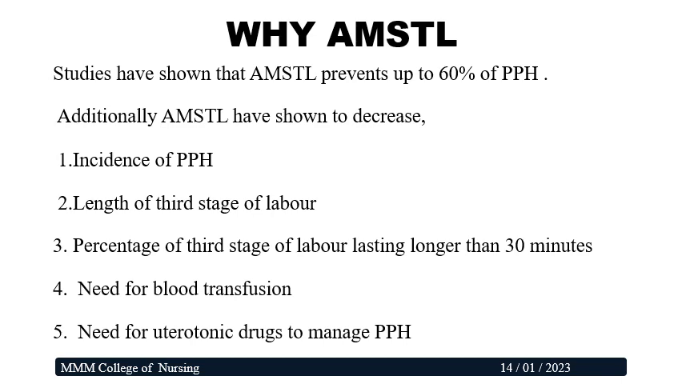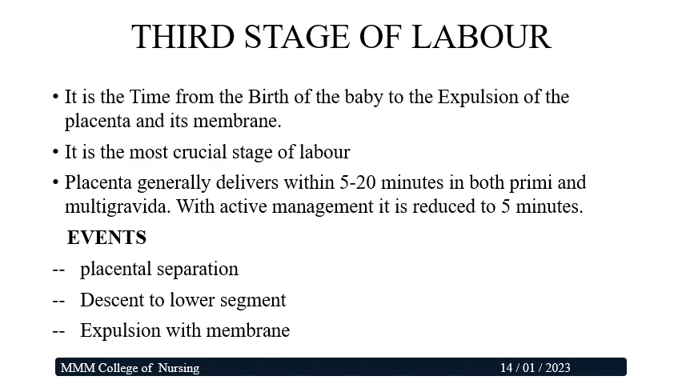Next, it reduces the need for blood transfusion, and it decreases the need for use of uterotonic drugs to manage PPH. The definition of the third stage of labor: it is the time from the birth of the baby to the expulsion of the placenta and its membranes. It is the most crucial stage of labor. Placenta generally delivers within 5 to 20 minutes in both primi and multigravida. With active management, it is reduced to 5 minutes. The events in the third stage of labor are placental separation, descent to the lower segment, and expulsion with membranes.